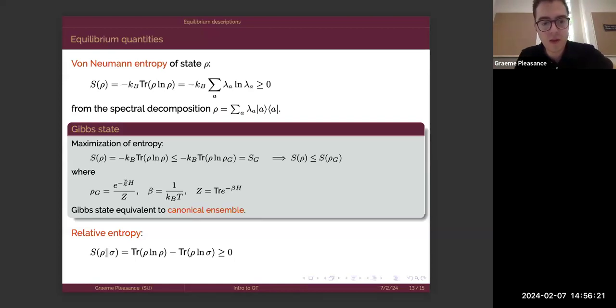Here in this expression, beta is the inverse temperature, so this is 1 over the Boltzmann constant times the temperature. And Z is the so-called partition function. For those of you who have some knowledge of classical statistical mechanics, the Gibbs state is essentially equivalent to the canonical ensemble. The canonical ensemble is a thermodynamic ensemble that describes the statistical properties of a system in equilibrium, in contact with a thermal bath.